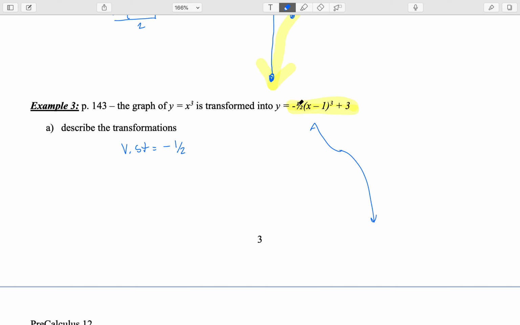I know it's a vertical stretch because it's not touching the x. It was originally touching the y if this was over here as negative 2. Okay, I know it's up 3 and it's moving 1 to the right. So the vertex, really the center of the graph, is going to be 1 to the right and up 3. So 1, 3. So I can just start at my vertex and draw this thing with a stretch of negative 1/2.